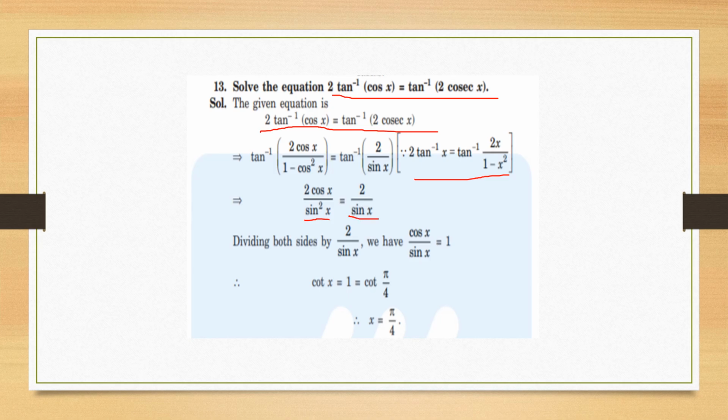As you know, both tans are equal, so that means both tan inverses are equal, which means their angle components are equal. So now let us solve it. You can divide by 2/sin x. We have cos x/sin x is 1, that is cot x equal to 1, which holds at π/4. So x = π/4 is the required solution.